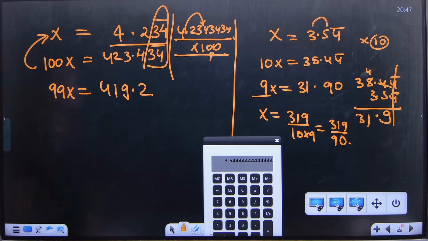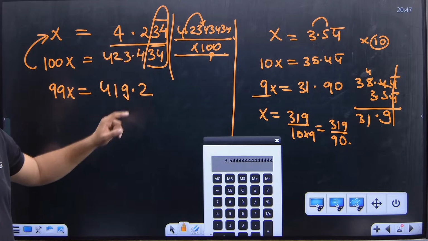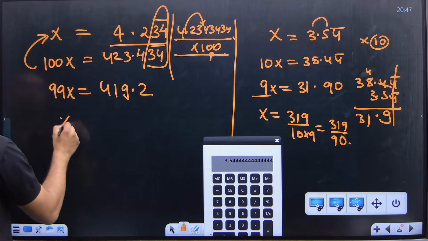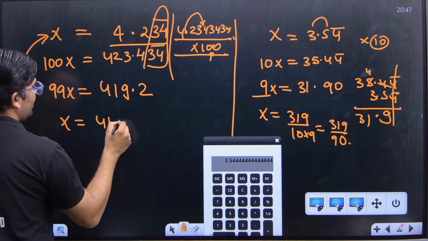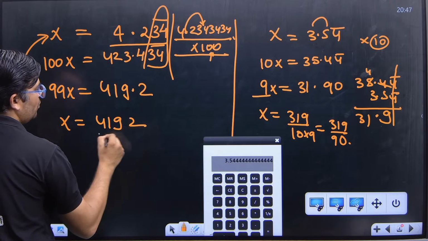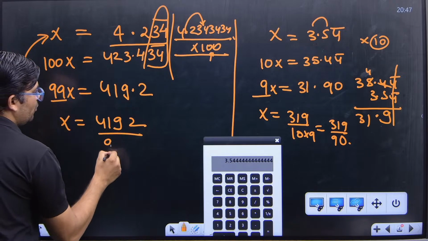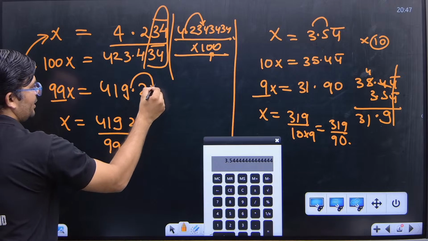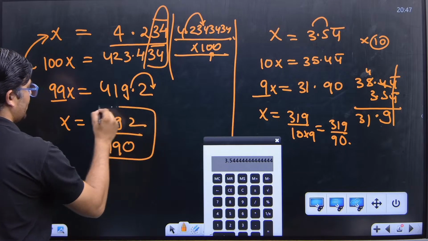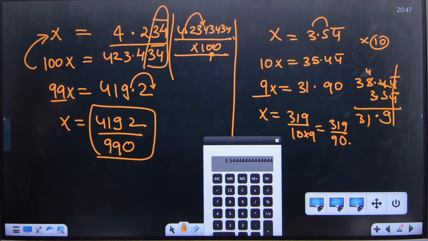419.2. Are you getting it? 4 minus 2 will be 2. So this will be equal to 419. Again you will put 2 and this 99 will come below, and because you have put the decimal here, you will put a 0 below that. Are you getting it? Yes, sir.